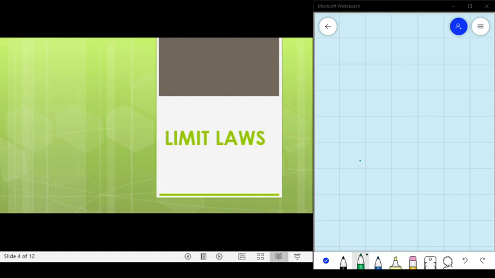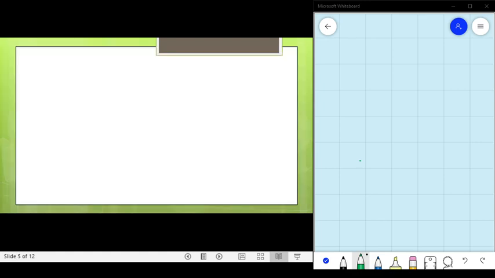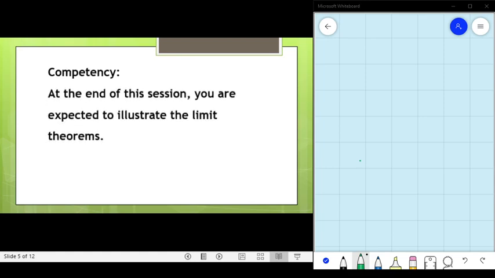Okay, so we have limit laws. The competency we are going to tackle for this session is that you are expected to illustrate the limit theorem. So after listening to this audio video lesson, you are expected to illustrate the different limit theorems.